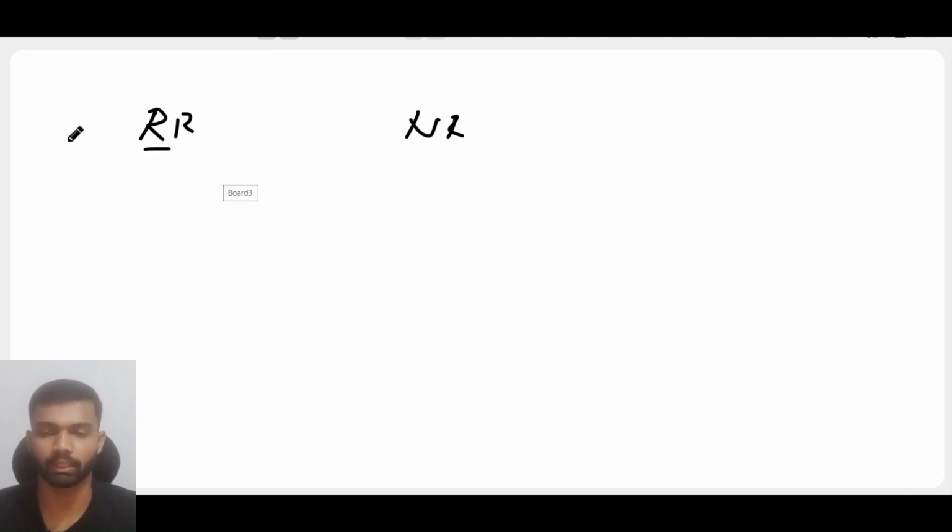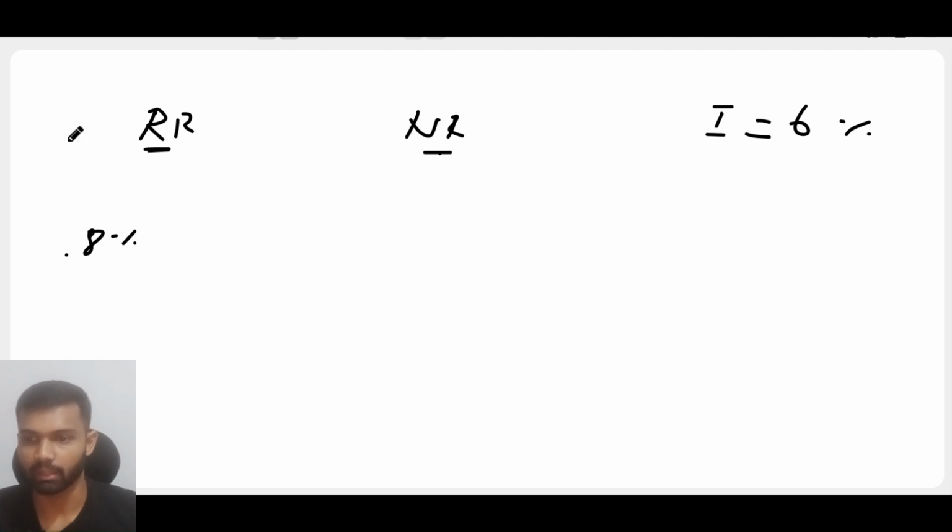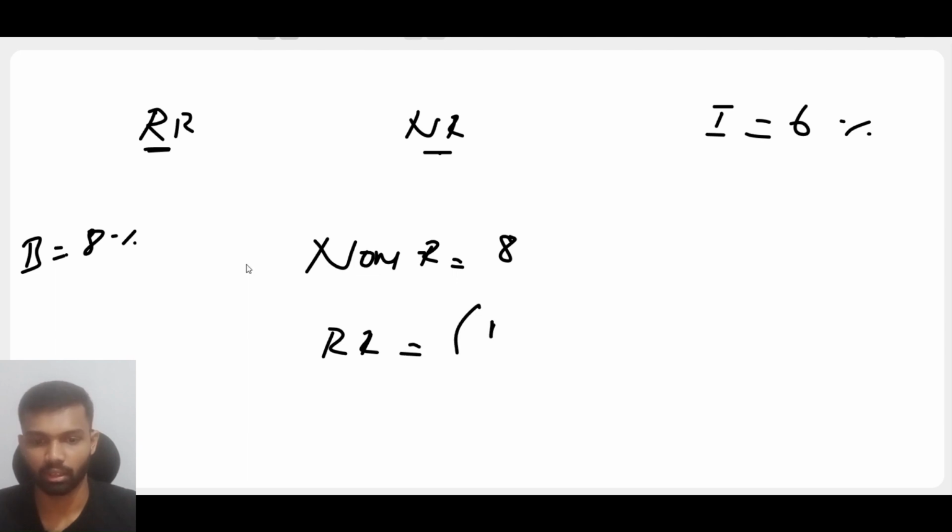Okay. Now let me explain the difference between the real return and the nominal return. Let us consider that the inflation in the economy is 6%, and the interest we are getting from a bond is, let's say, 8%. Our nominal return is 8%, but our real return is the nominal return minus inflation. Our real return is just 2%.